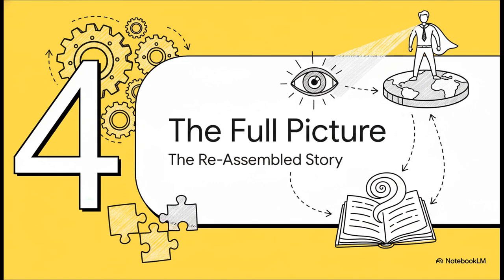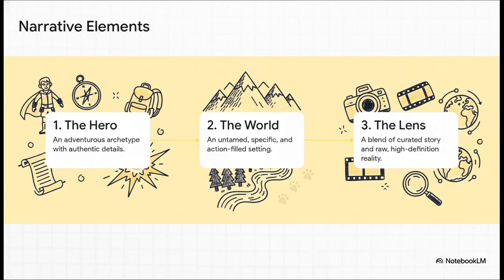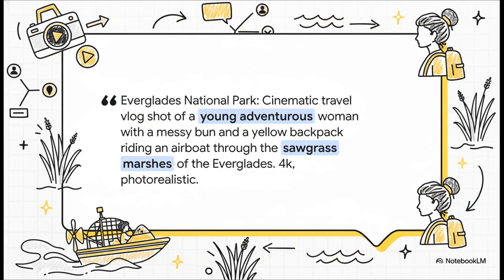So we've taken it all apart. We've looked at the hero, the world, and the lens. Now let's put all those pieces back together and see what we've actually got. So what did we find? We established a relatable hero, defined by these specific, authentic feeling details. We put her in a wild, specific world and gave her a really dynamic action. And then we framed the whole thing through a lens that promises both a grand story and this immersive, real experience.